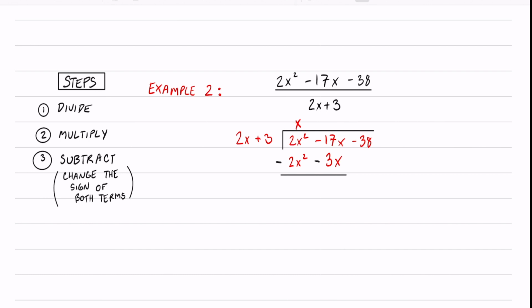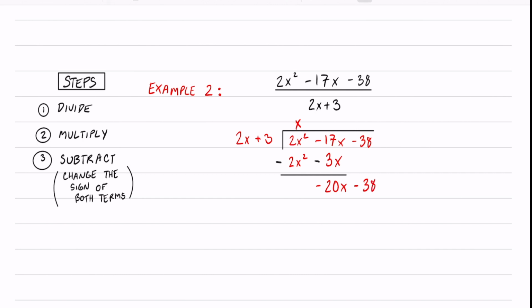And you know that you're doing this right when these two terms cancel off. So that's gonna be gone. Negative 17 minus 3. Add the negatives together and you got negative 20x. Drop down that negative 38. Now we just repeat the same step.